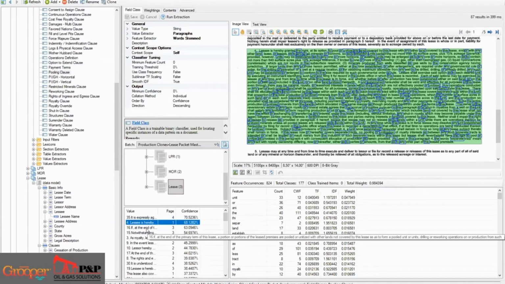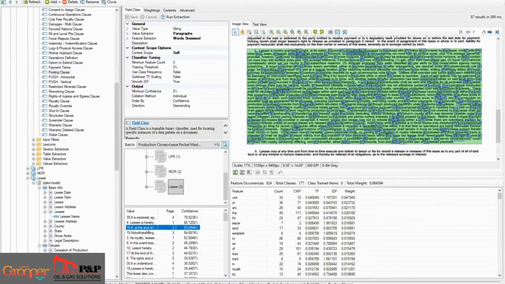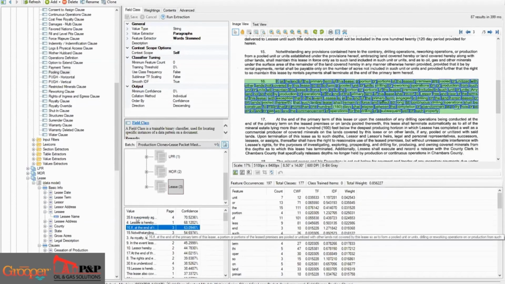Paragraph 16 talks about pooling. I'm not sure exactly what paragraph 16 is off the top of my head. Looks like continuous drilling, but you see that's where our cutoff would be, where we have that distinction.